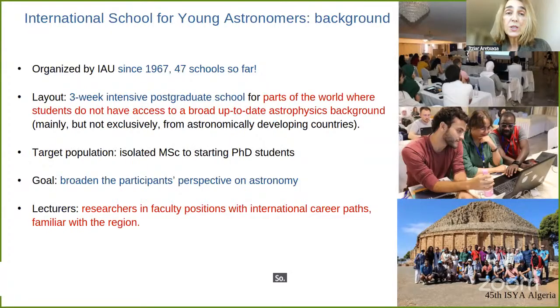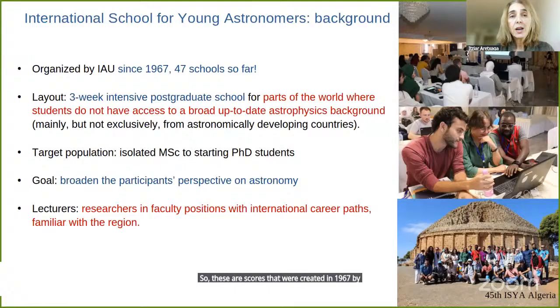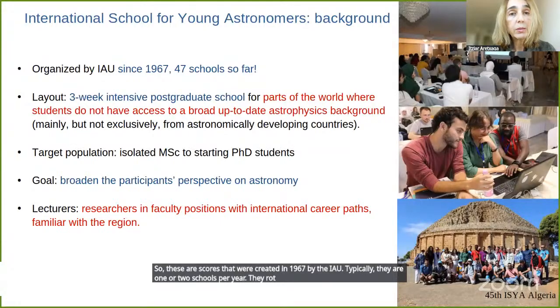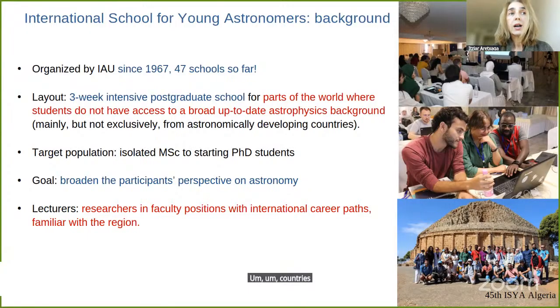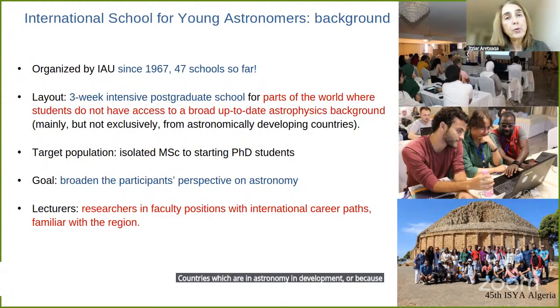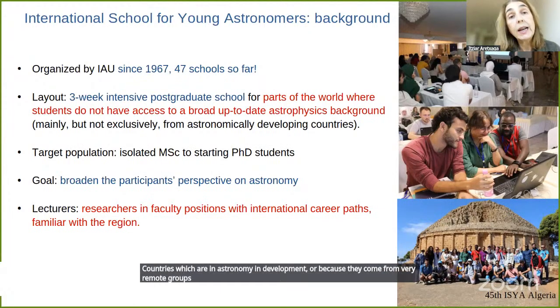These are schools that were created in 1967 by the IAU. Typically, there are 1 or 2 schools per year. They rotate around the world, and they give support to students that we consider to be isolated, whether because they come from countries where astronomy is in development, or because they come from very remote groups and are not well linked to their national communities.